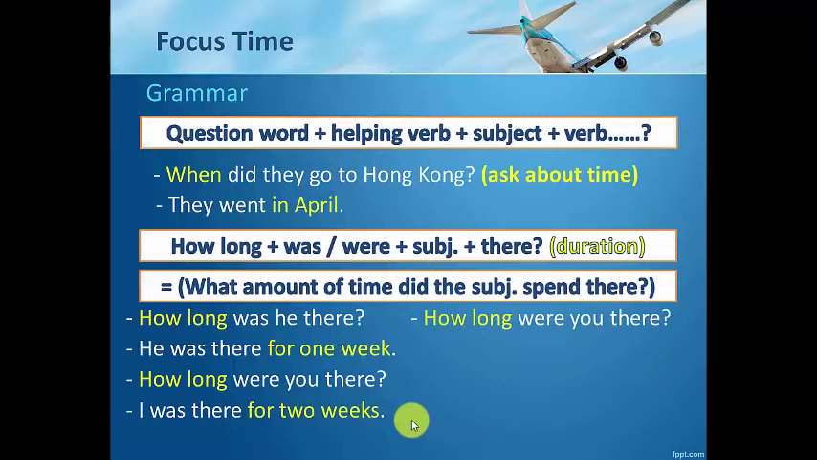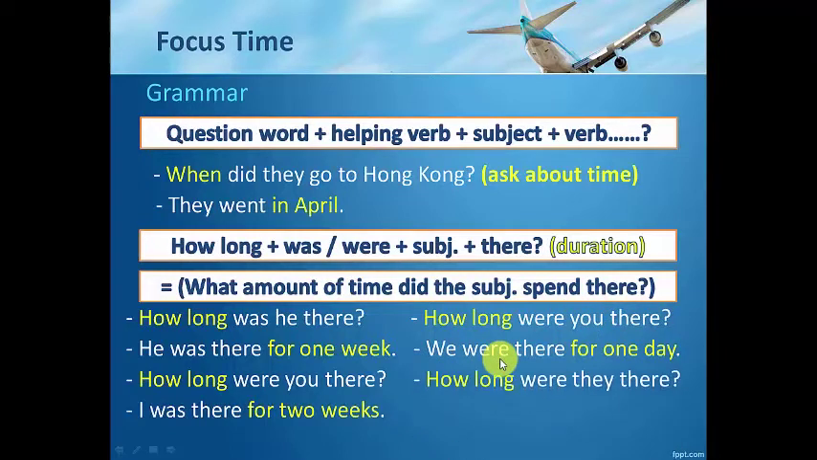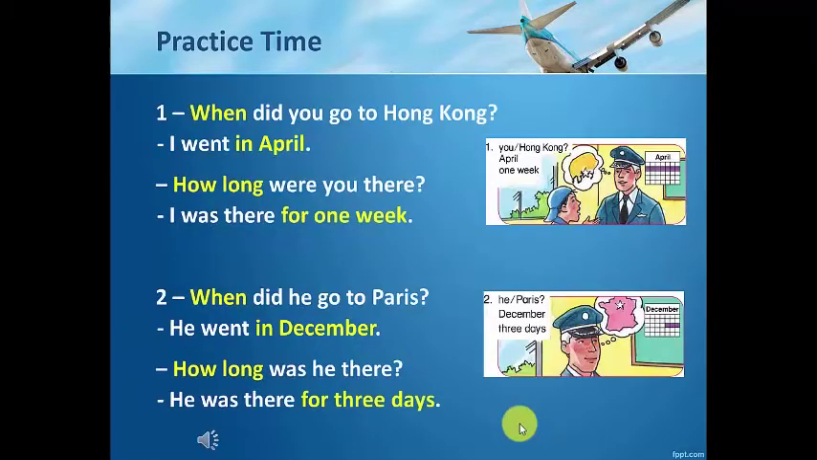How long were you there? We were there for 1 day. And the difference between the previous question and that question is here you is singular, but in this question you is plural. So we answered we were, not I was. How long were they there? They were there for 5 days. Here we change were they in the question into they were in the answer. We have some questions here.